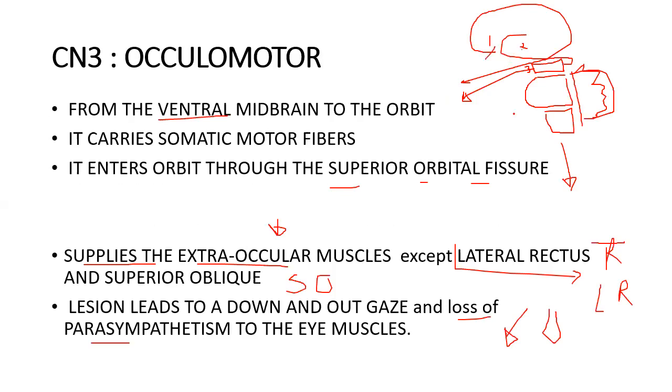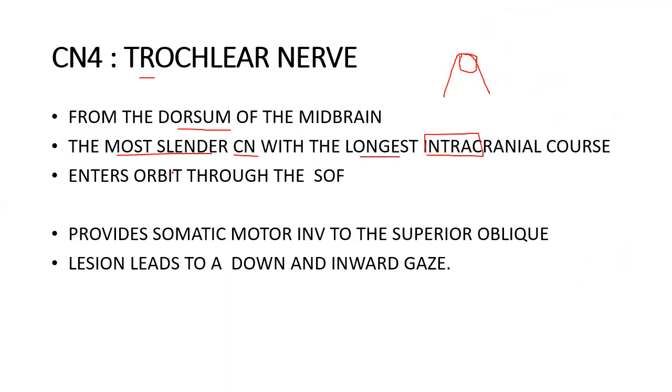All the other cranial nerves we talk about are also coming from the front, but it's the only one that comes from the dorsum. That makes this unique. So it enters the orbit through the superior orbital fissure, the one that has been used by the oculomotor. So it provides somatic, the one that you can control, motor innervation to the superior oblique muscle, right? So that SO muscle is being supplied by the trochlear nerve.